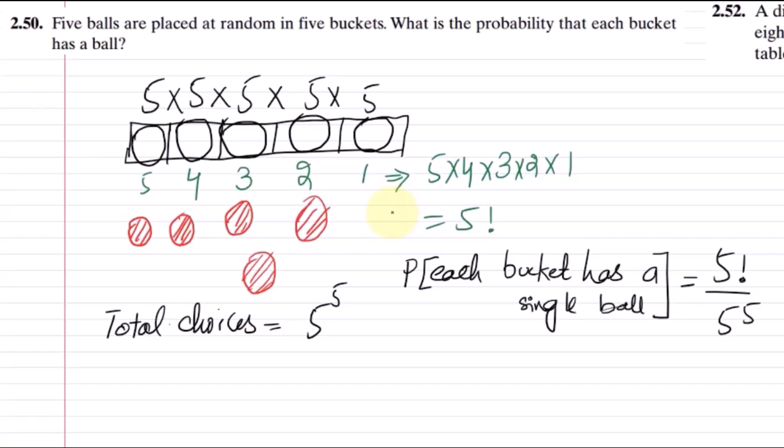So that is 5 factorial divided by 5 raised to the power 5. Okay, so that is the problem 2.50, and I think it's enough for today. We will talk about more problems like this one in our upcoming videos.